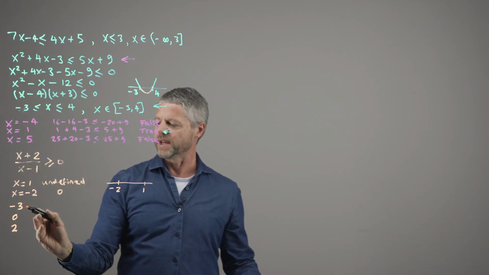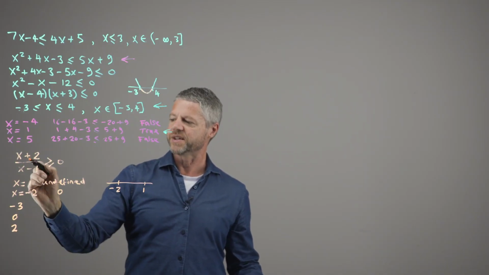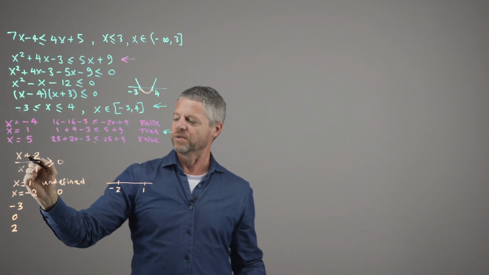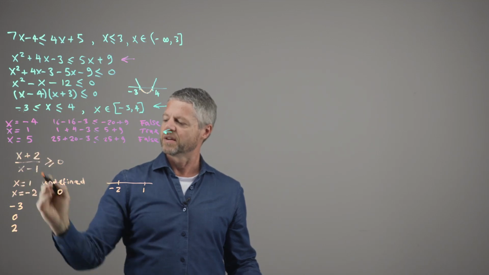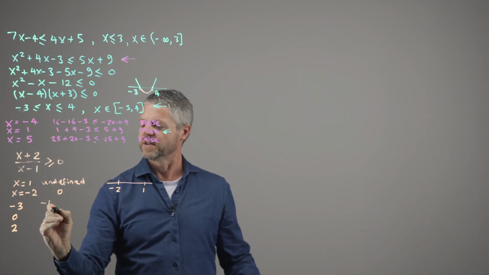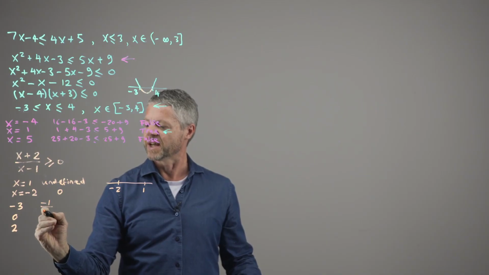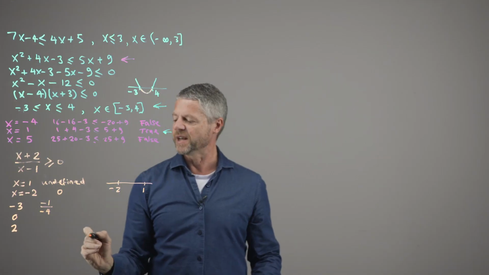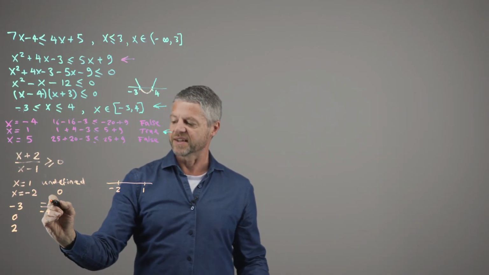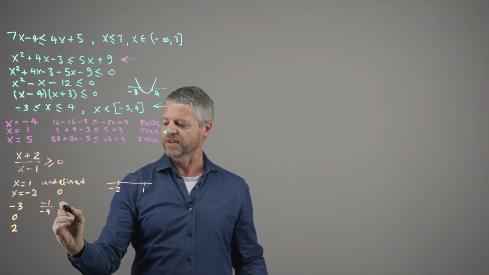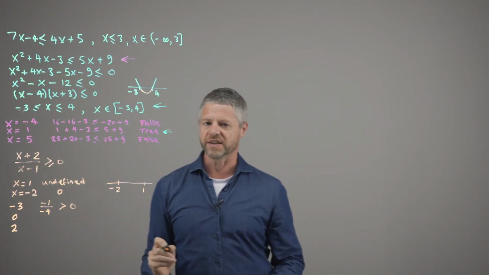So if we have x equal minus 3, then we would have minus 1 in the numerator, and we'd have minus 4 in the denominator, and that is a negative divided by a negative, so that's greater than 0.